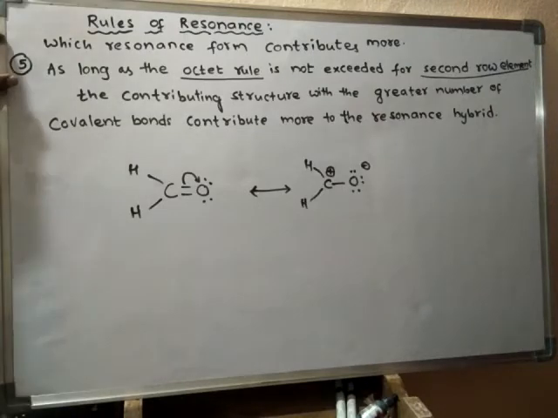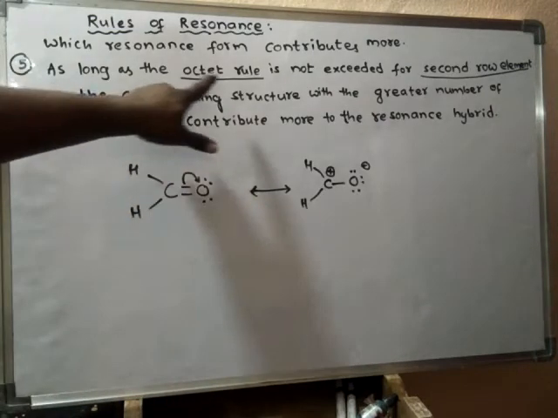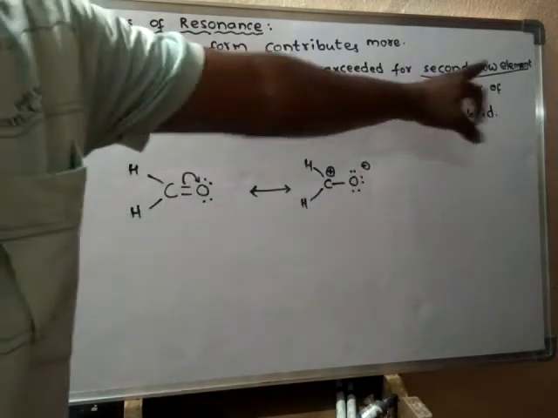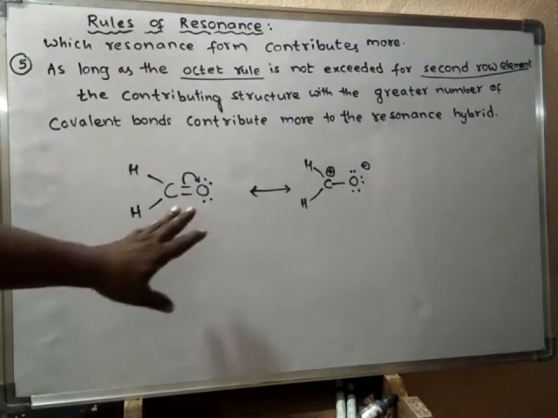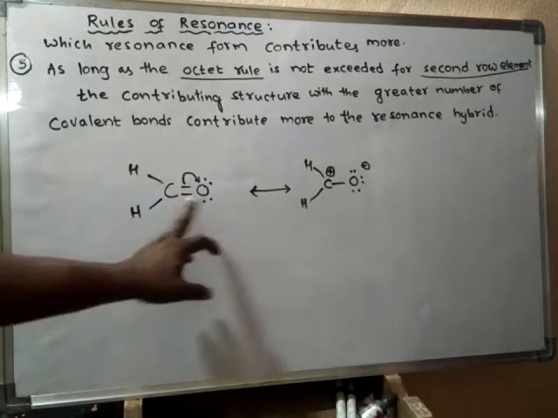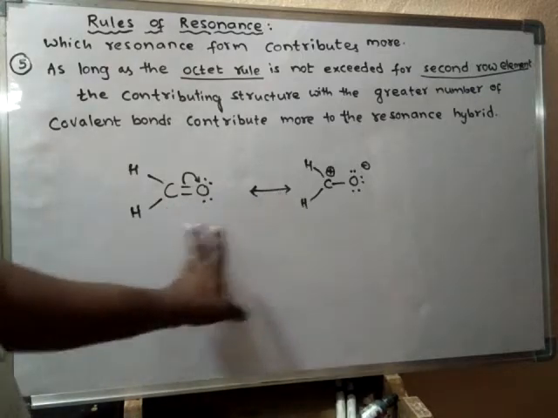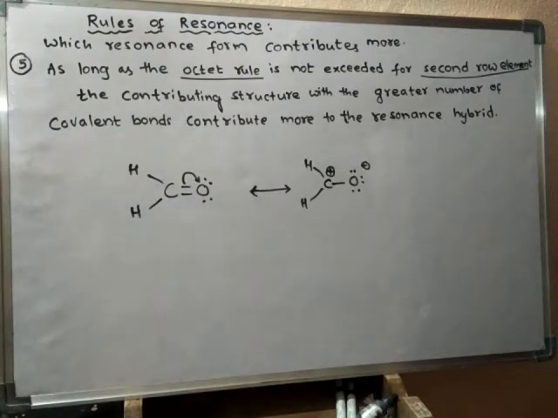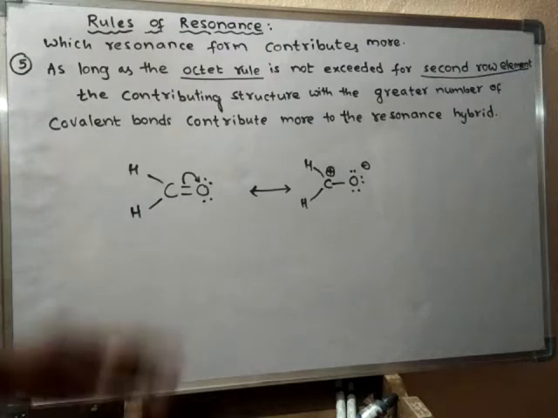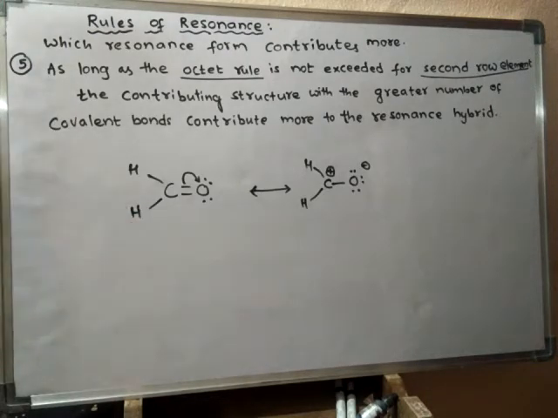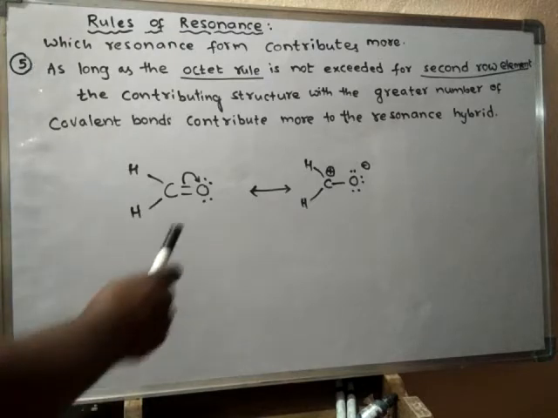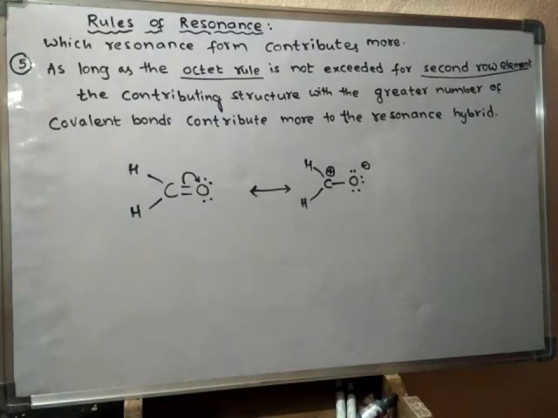Now this fifth rule goes like this: as long as the octet rule is not exceeded for the second row element. Here carbon and oxygen are the second row elements, meaning second period elements. In these two structures, the octet configuration is not exceeded either on carbon or on oxygen. These two are the contributing structures of formaldehyde.